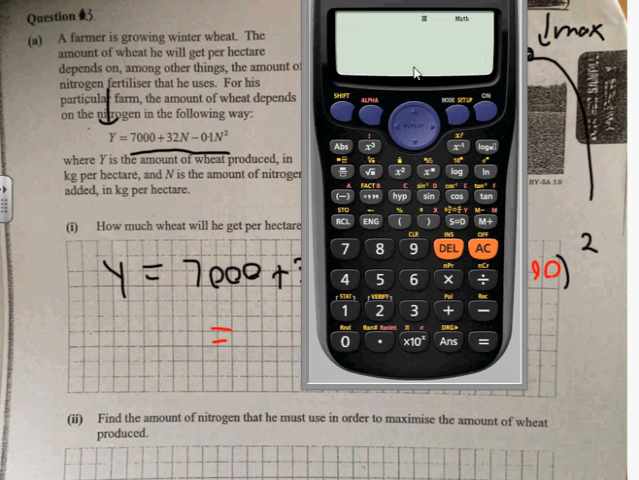So what happens here? We start off small. If we use no fertilizer, we get 7,000 kilograms of wheat. As we go down the line, when we get to 100, we get 9,200 kilograms. You can see at the moment, the more fertilizer we use, the more wheat we get. Would you agree with that? Yeah. When we use 70, we get 8,750. When we use 90, we get 9,070.